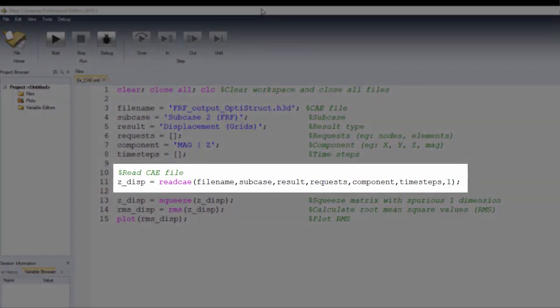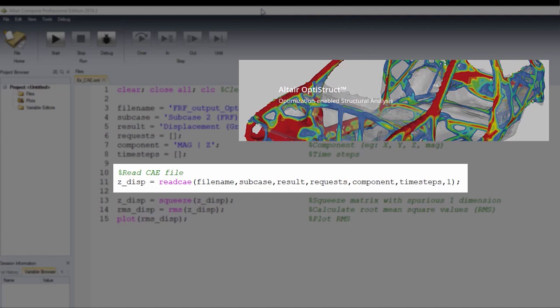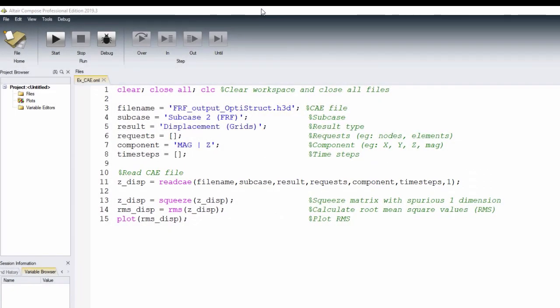readCAE function directly interprets a modal frequency response analysis file from many solvers. The result of this example specifically comes from Altair OptiStruct, and the calculation and plotting of its RMS is the starting point for fatigue damage calculation.